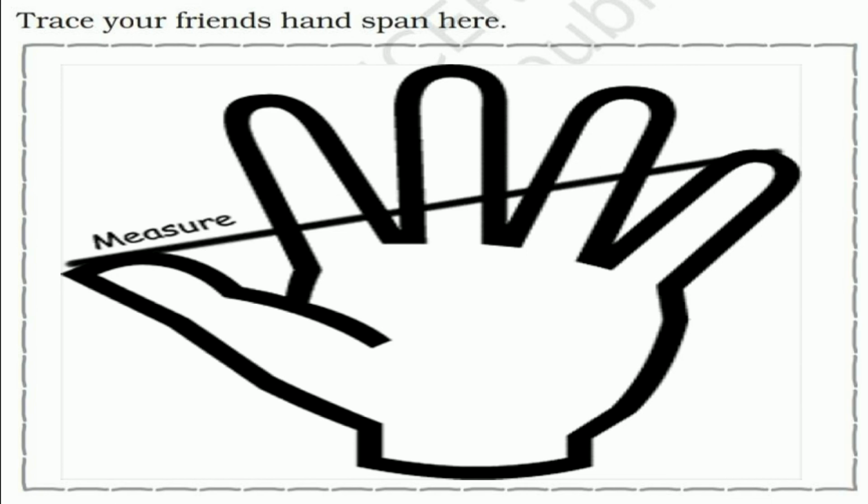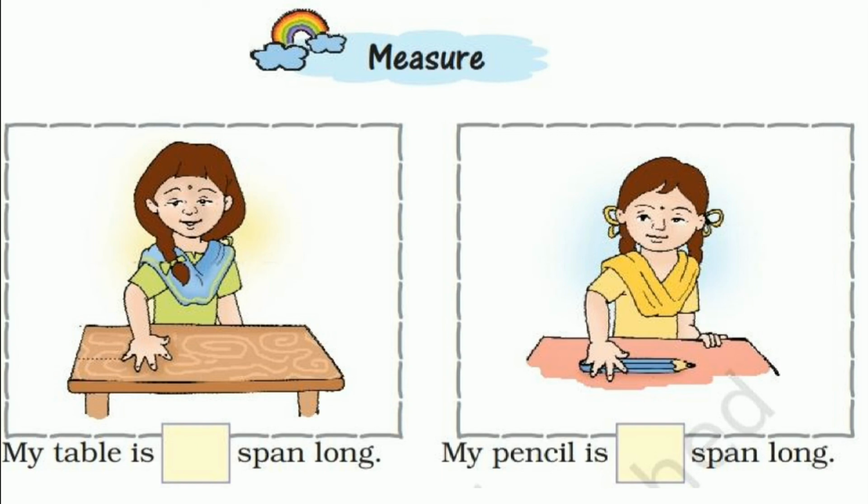Next, measure. We have to measure some objects. The table is dash span long. Children, measure the length of the table at your home using your hand span and write it here. Next, my pencil is dash span long. Children, find out the length of your pencil by using your hand and write the number here.